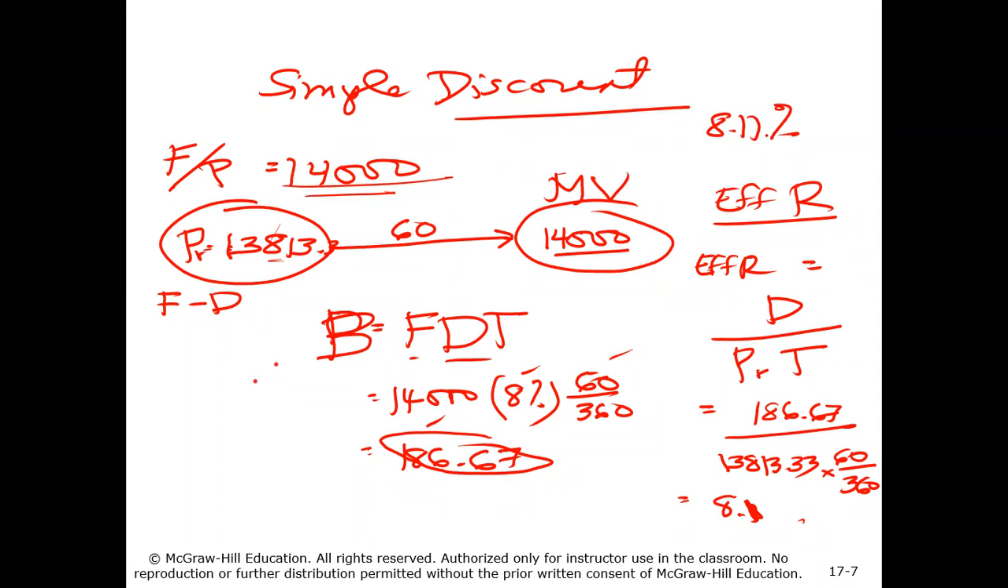Therefore, the interest rate of the borrower, the effective rate, is actually 8.11%. So notice that the effective rate for a simple discount is higher. From the perspective of the borrower, which should he prefer?